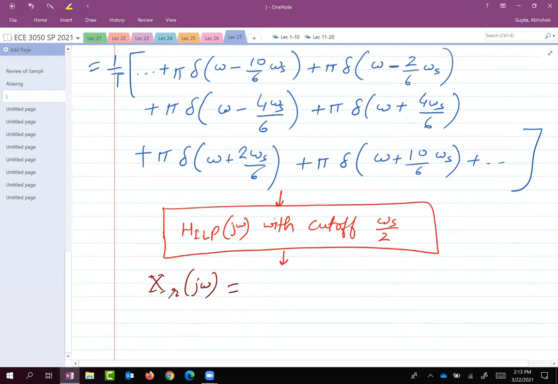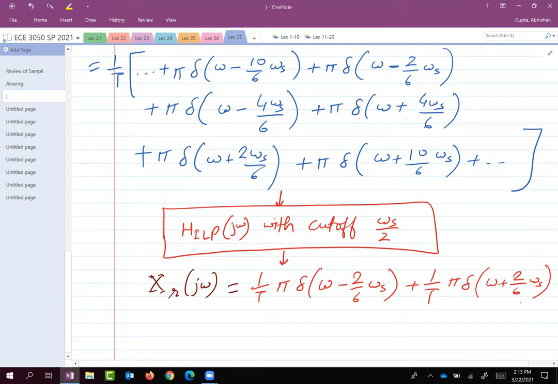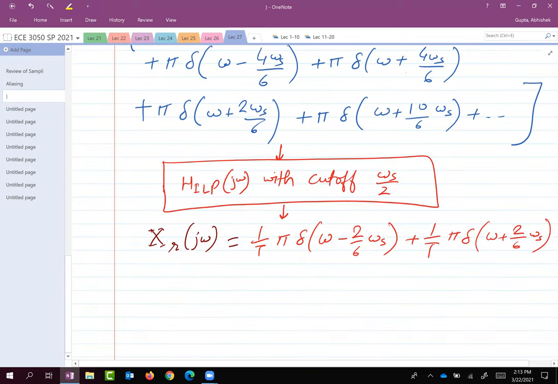Which will stay? 2 over 6? 1 over T pi delta, which one? 2/6 omega s. Right. And then the positive one as well. 2 over 6 omega s. Perfect.